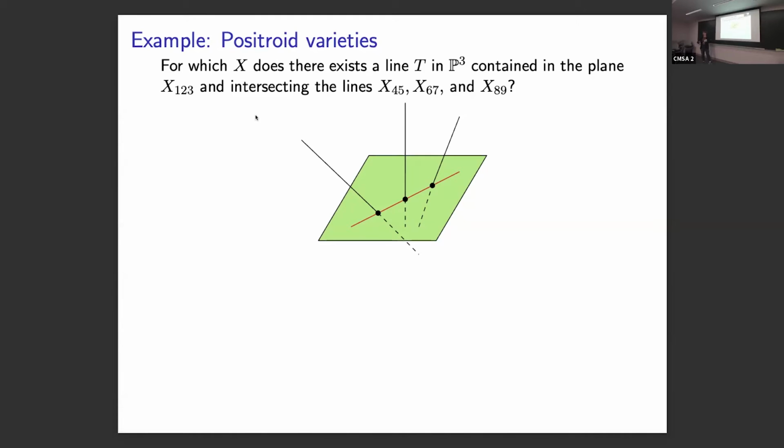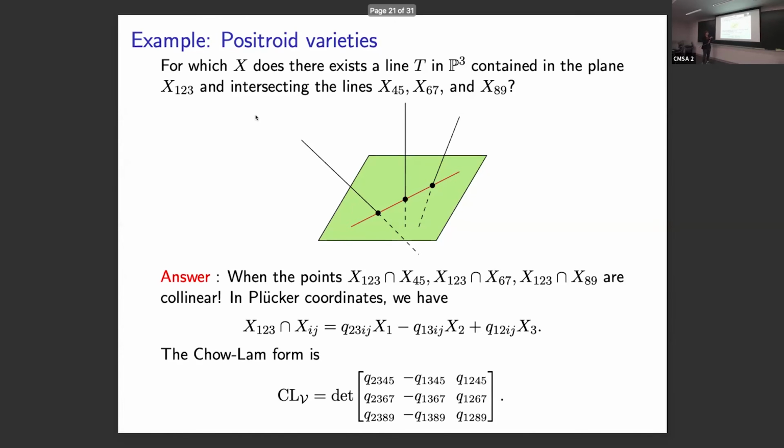And there's the magic, which is that I have taken this "there exists" condition and transformed it into a condition purely on x, without t. So if you go through the motions, you can write this down in terms of the Plücker coordinates on x, and you get this nice determinantal expression.